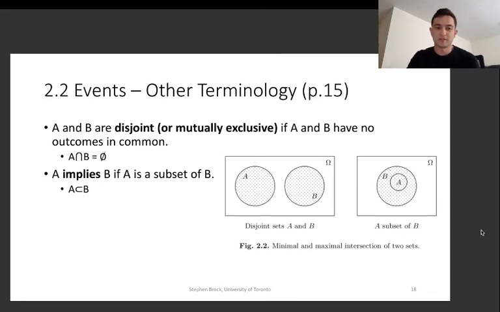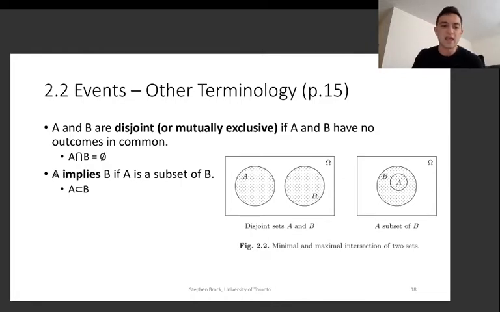Some more terminology. So A and B are disjoint or mutually exclusive if A and B have no outcome in common. So that means that the intersection is the empty set, or there is basically no intersection. So we write A intersection B is equal to the empty set. And the empty set is this 0 with a line through it. So we can see here, this is an example of disjoint sets.